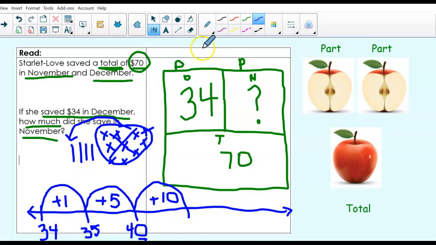So let's add another tens rod here. 40 plus 10 more is, that's right, 50. Boys and girls, we're almost up to 70. Let's make another tens jump since 50 also ends in a 0. Plus 10.